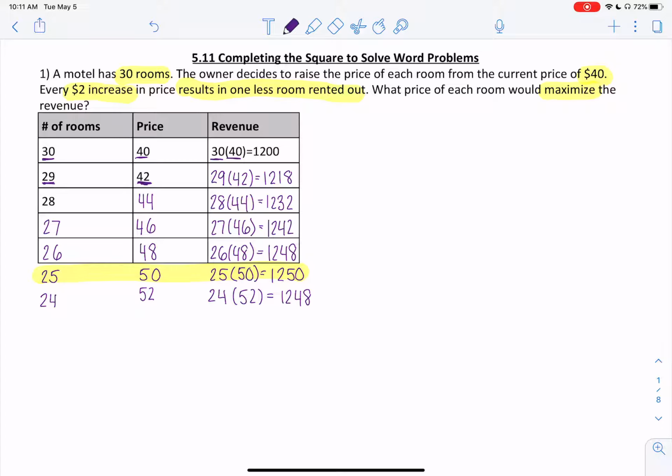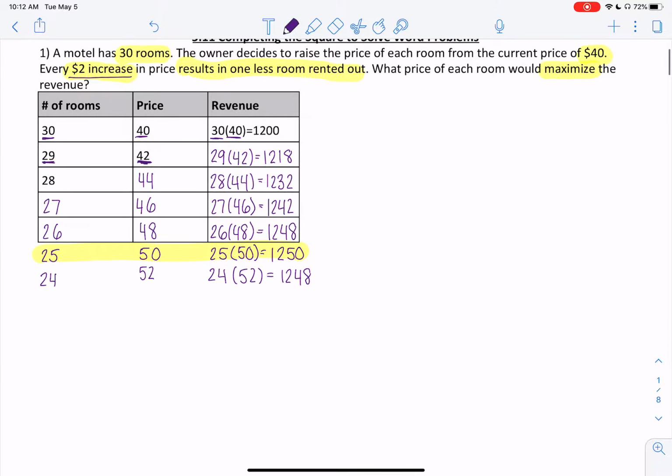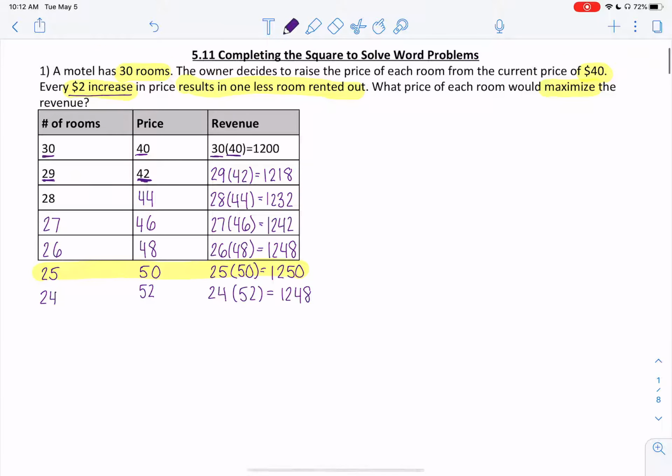So again, our situation, we have 30 rooms and they start at a price of $40. We're looking at these $2 increases. So every time they increase by $2, we have less people staying at the hotel. So the one main variable that we have is the number of $2 increases. So I'm going to start by saying let x represent the number of $2 increases.